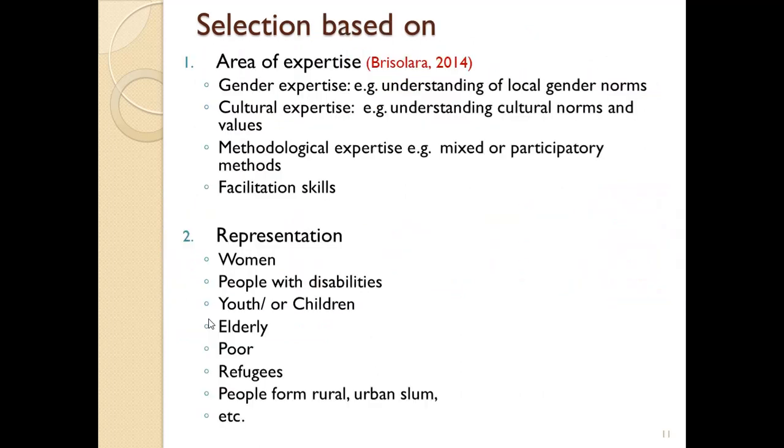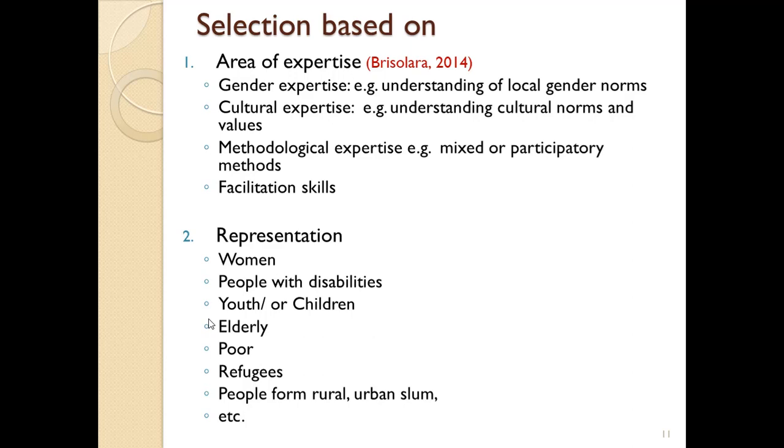So the selection of the team can be based on areas of expertise. It could be gender expertise, and therefore having someone who understands local gender norms regarding how women are expected to behave, or how men are expected to behave, or what they are supposed to do, or certain opportunities or challenges that they experience in a certain community. It could also be cultural expertise, that you have a team composed of evaluators who understand cultural norms and values of a certain locality.